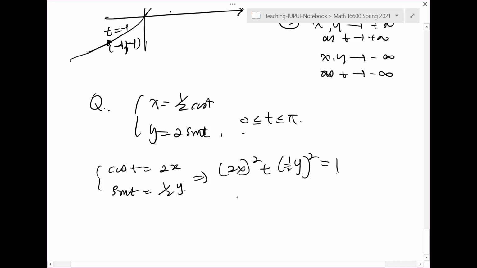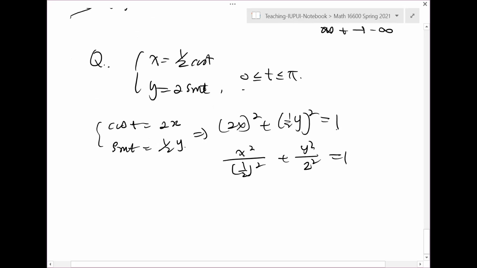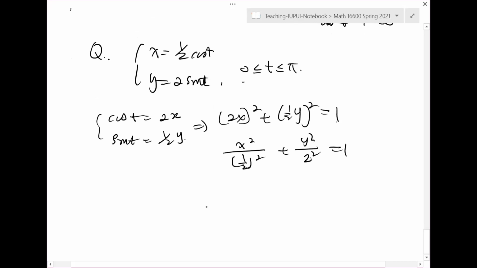So this is x squared over (1/2) squared, so I can express it in this form, and the y squared divided by 2 squared. So it's an ellipse. So the graph, the curve, is a portion of this ellipse. Okay. The curve is a portion of the ellipse. Right? Maybe the whole ellipse, right?